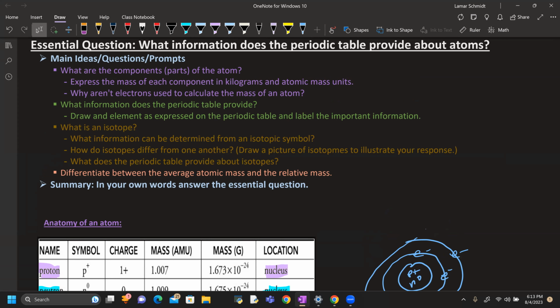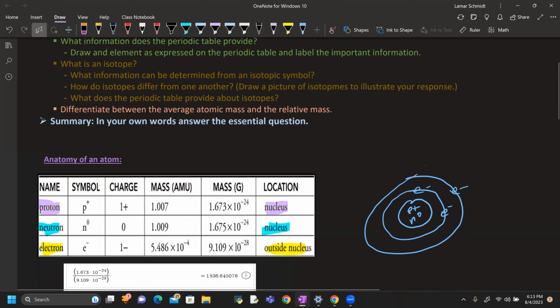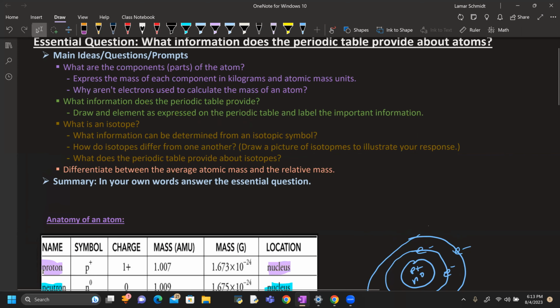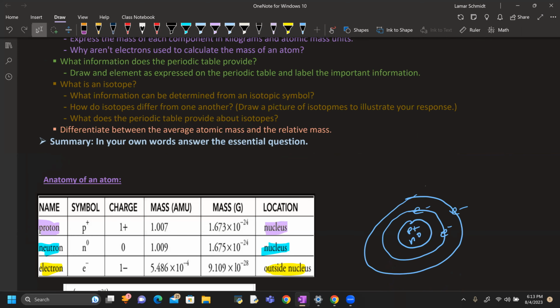Now we should be able to express the mass of each component in kilograms and atomic mass units. I think I have this chart in grams, but that's not of great importance. All we want to do is be able to compare the masses of protons, neutrons, and electrons to one another to answer this question. So we want to express the mass, and you can express them using this chart.